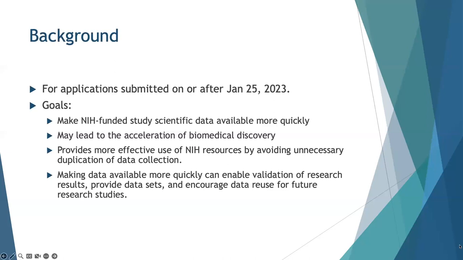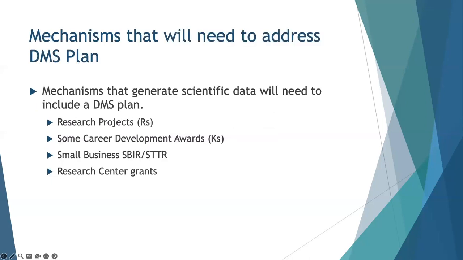forth. And as a reminder, the types of mechanisms that have to include a DMS plan would be anything that generates scientific data. So the R mechanisms, some Ks, SBIRs and STTRs, and research center grants.